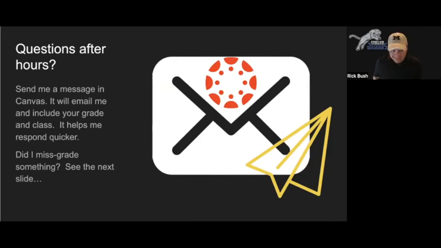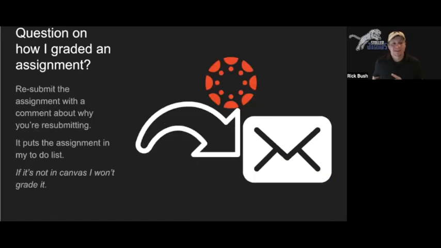And if I misgraded something, if a student has a question on how I graded an assignment or maybe misgraded something, all they need to do is resubmit the assignment with a comment about their question, and I'll regrade it and I'll take a look at that comment. I do make mistakes. I'm giving students a ton of opportunity for grace, and I hope they'll do the same.